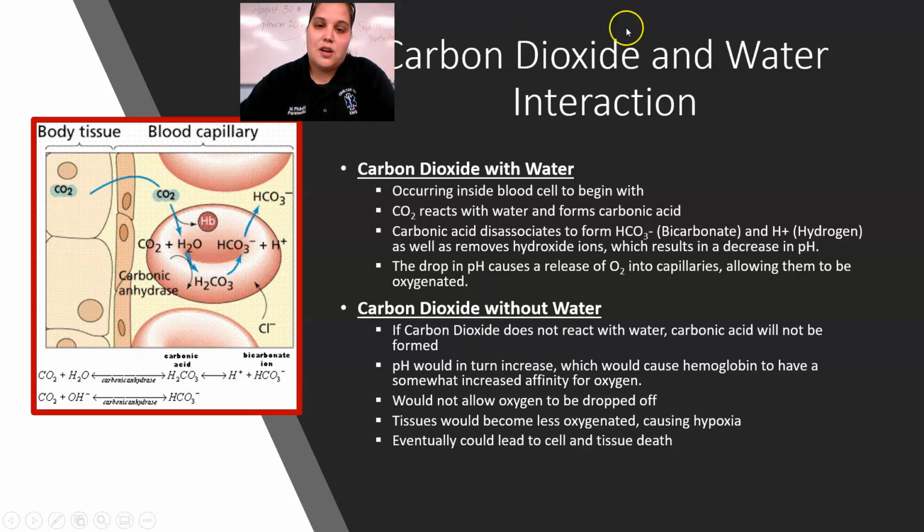Last but not least, we'll talk about carbon dioxide and water interaction. So basically this is occurring to begin with on the inside of the cell. The CO2 reacts with the water and forms carbonic acid. The carbonic acid dissociates to form bicarbonate and positive hydrogen. So it also removes the hydroxide ions, and this results in a decrease in the pH. The drop in the pH causes a release of oxygen into the capillaries, allowing them to be oxygenated. So we have no problem, our tissues are being oxygenated, we're good to go.